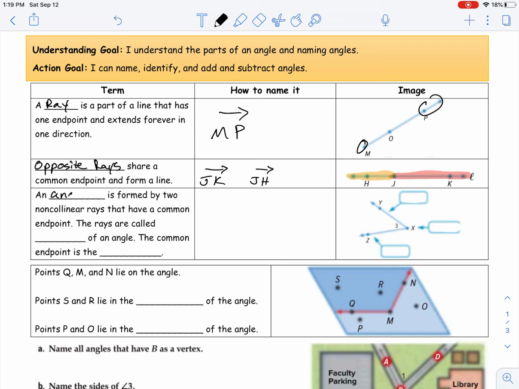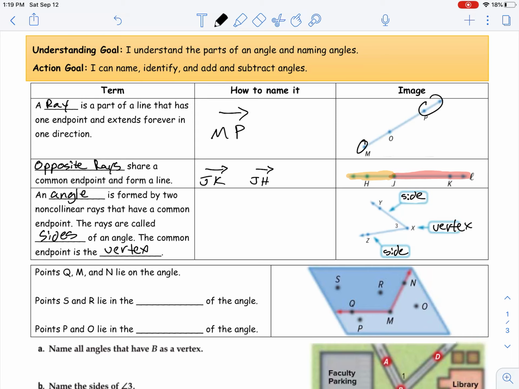Next, an angle is formed by two non-collinear rays that have a common endpoint. The rays are called the sides, and the common endpoint is the vertex. So if I come over here, this is a side, this is a side, and this is a vertex. Okay? The vertex is just this point. That's what I'm talking about there with the vertex. The sides are rays.